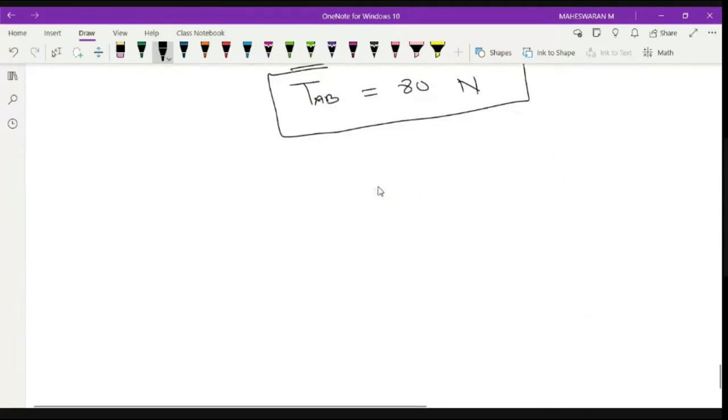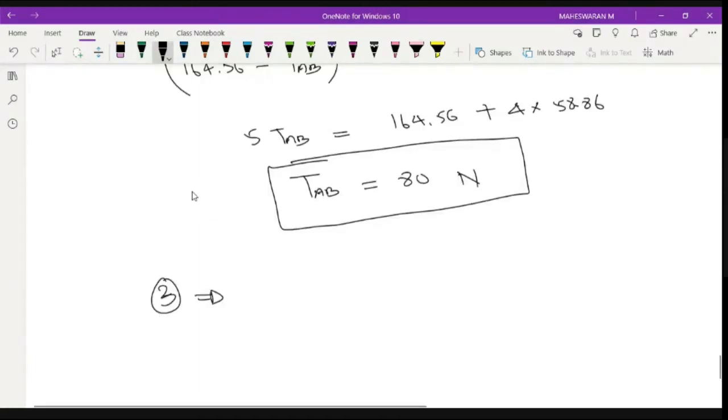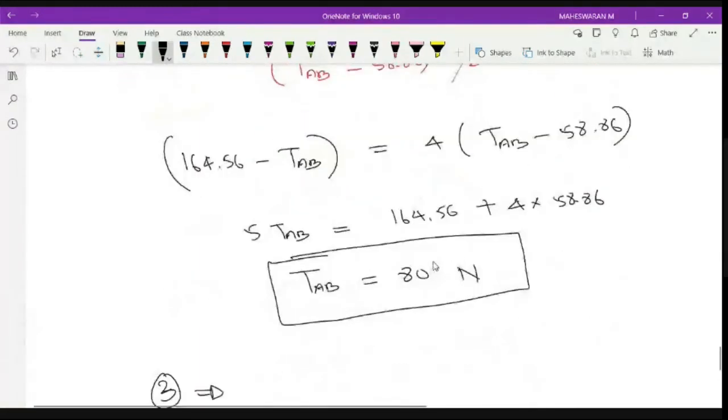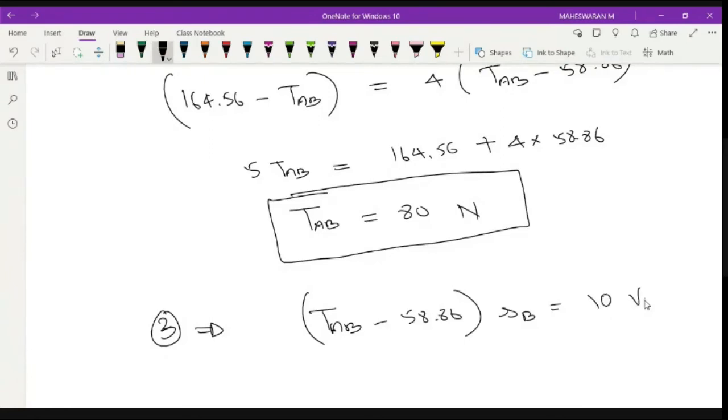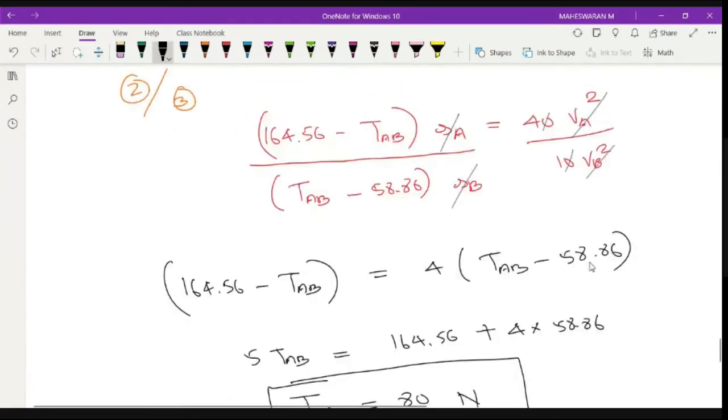Okay, I think the second equation is easy. So I'm going to consider, sorry, the third equation is easy. I'm going to consider the third equation. So what is my third equation? TAB minus 58.86, so which means TAB minus 58.86 SB is equal to 10 VB square. This is my equation, right?